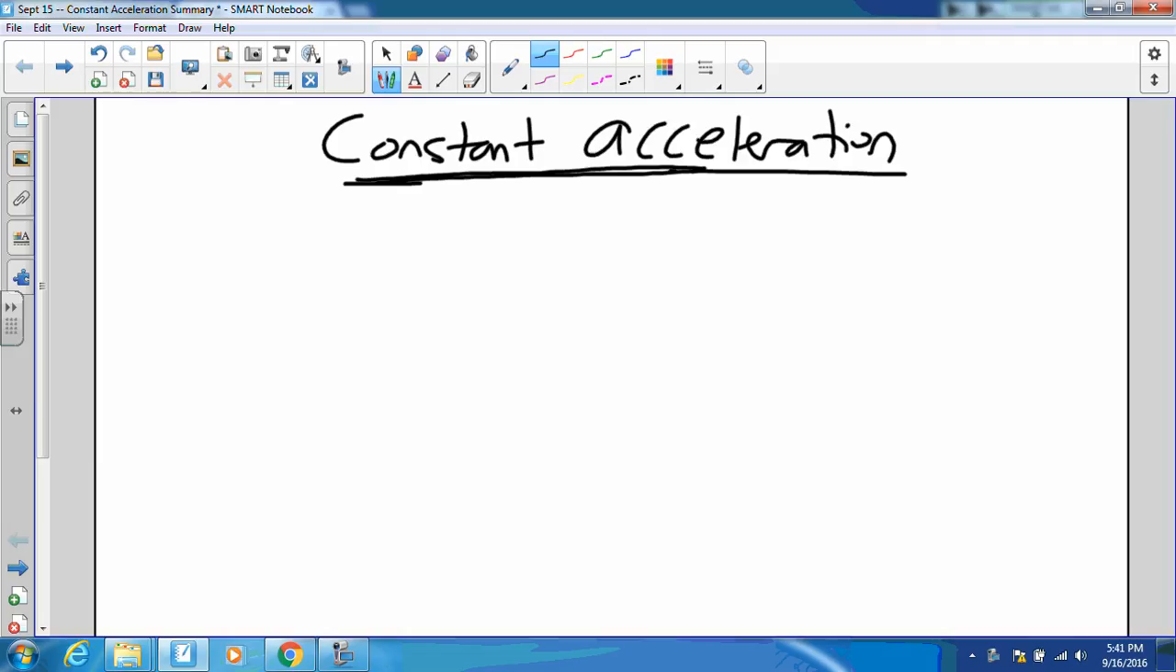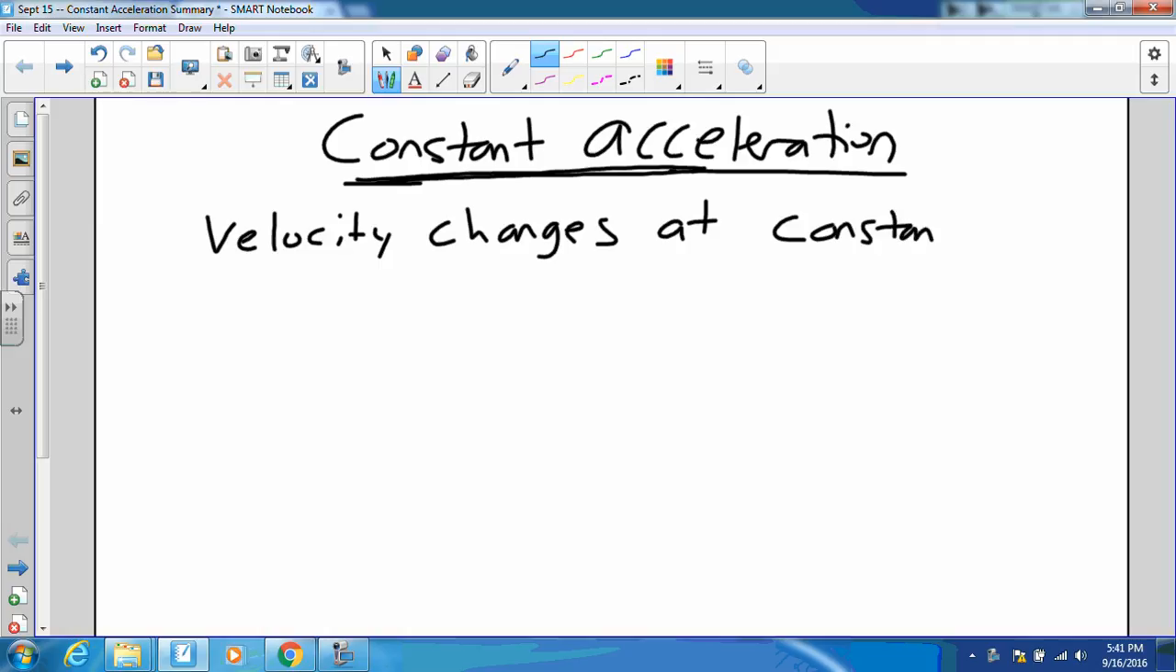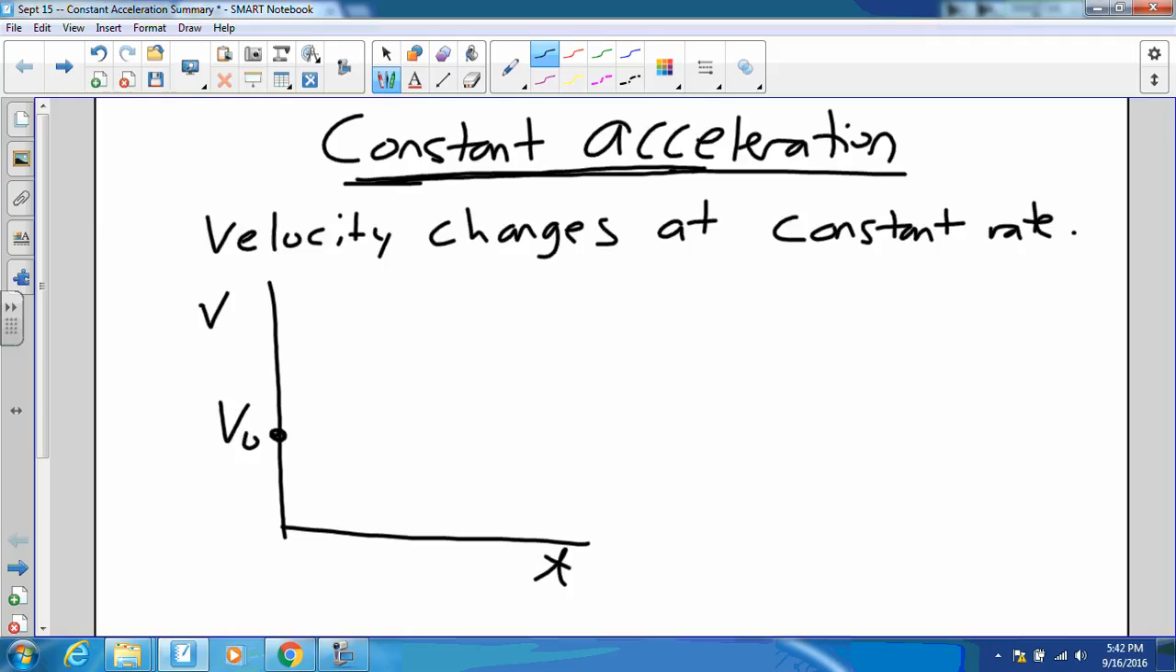When we talk about constant acceleration, we're talking about velocity changing at a constant rate. And that immediately gives us a velocity versus time graph. My velocity at time 0 will start at some initial velocity v0, and then it will grow at a constant rate. And the rate is the slope of the graph, which will be the acceleration, the rate at which the velocity is changing.